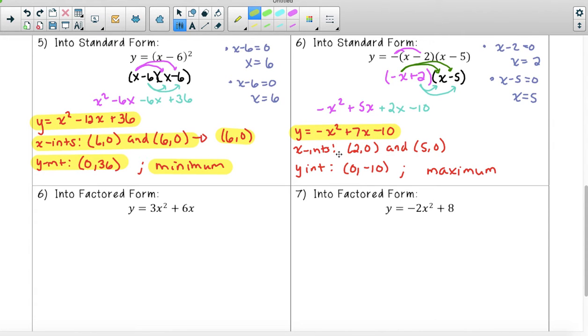So y equals negative x squared plus 7x minus 10 has two x-intercepts at 2, 0 and 5, 0. The y-intercept at 0, negative 10, and it has a maximum vertex.